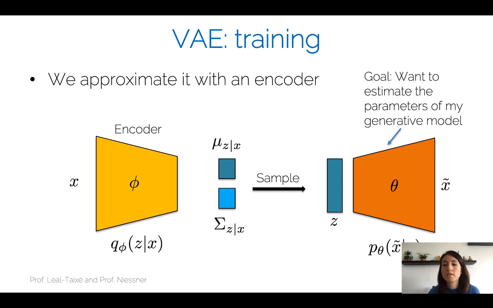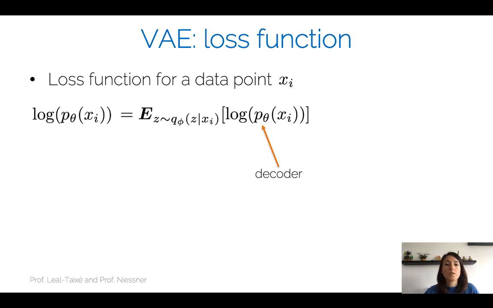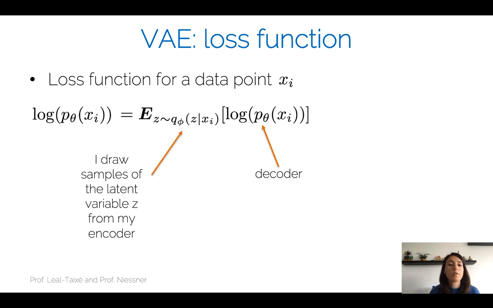So, remembering this formulation, I'm now going to go a bit more into details in the loss function. In the loss function, I'm going to have this representation for each data point. Remember that theta is actually the network that represents my decoder. And this operation here is the operation of drawing samples from the latent variable Z that has been generated with my encoder phi. So this is the loss function that I want to compute, right? For each data point, I want to see what happens when I sample from my latent variable Z, and I want to see what happens when I actually decode this Z into an actual image.